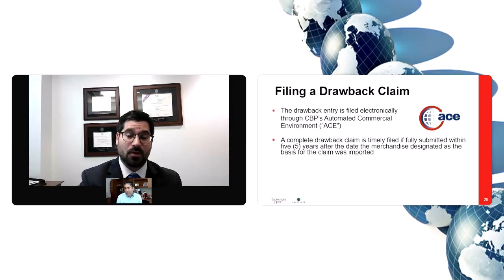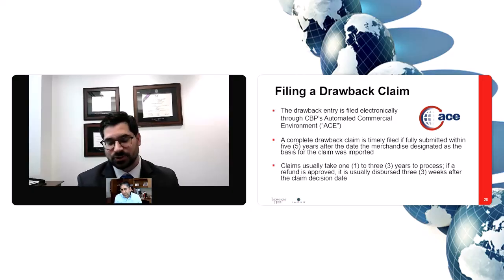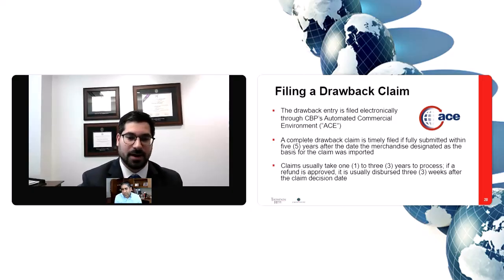And then once you file your claim for drawback, it typically takes about 1 to 3 years to process. And if approved, normally the 99% refund on duties, taxes, and fees is dispersed about 21 days later, about 3 weeks later, from the claim's decision date. That is a pretty lengthy amount of time.